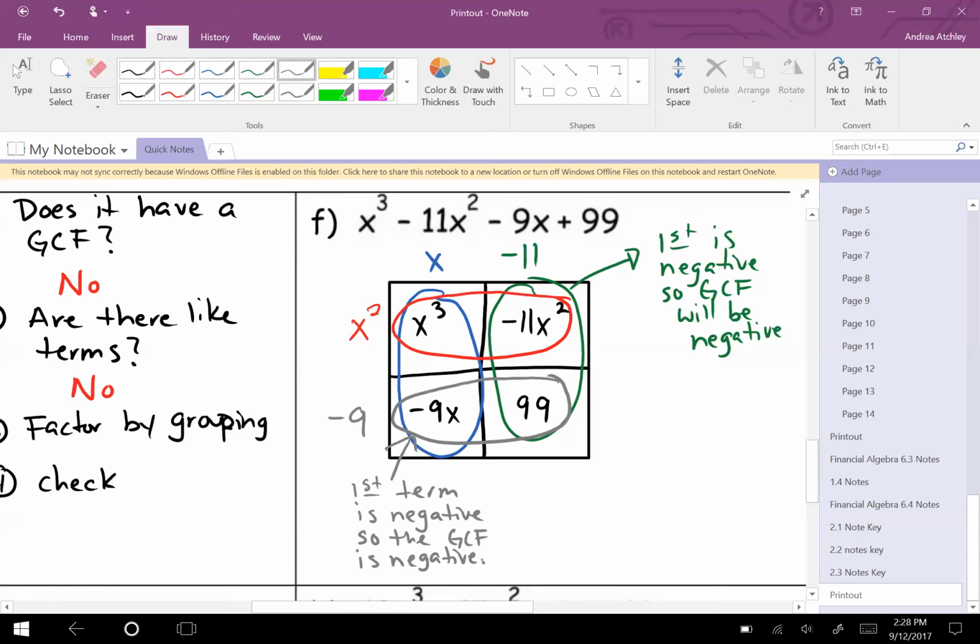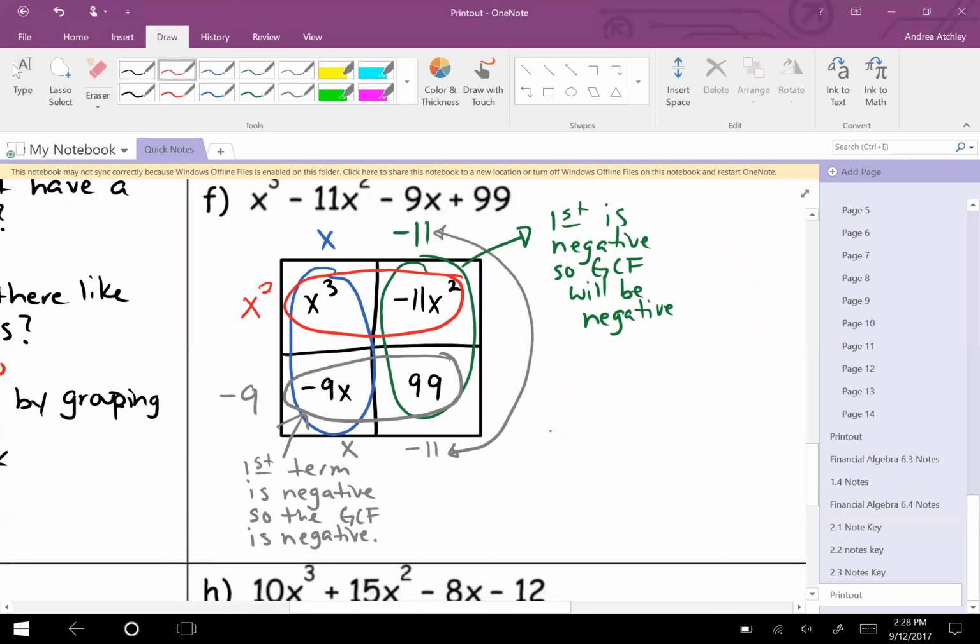Okay, then we have to check to make sure that those match. So I'm going to factor from here. The negative 9 divided by negative 9 is x. And then 99 divided by negative 9 is negative 11. And we want to check. Do those both match? Yes. Then we factored it well. Okay.